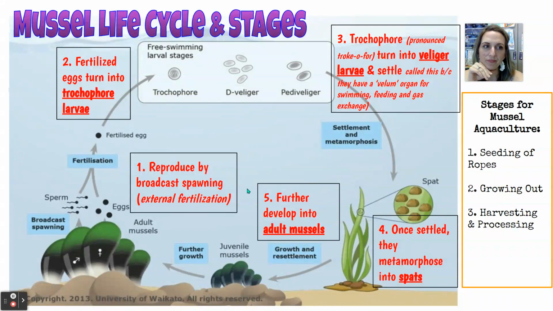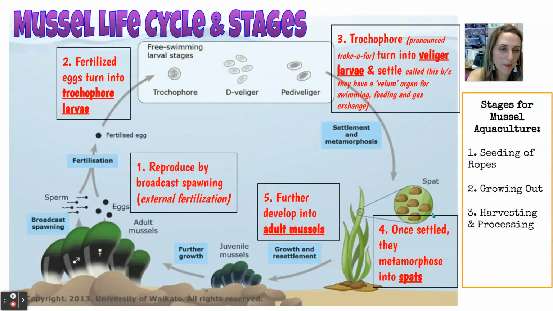All right, so at the bottom, we are going to start with broadcast spawning, external fertilization. Fertilized eggs will turn into trochophore larvae. Trochophore, I think that might be the weirdest word you have throughout this. The trochophore turn into veliger larvae. They're called this because they develop this velum organ, and essentially it's like their entire being. The velum organ helps them with swimming, gas exchange, and feeding. It does it all. They're going to settle and then begin to metamorphose.